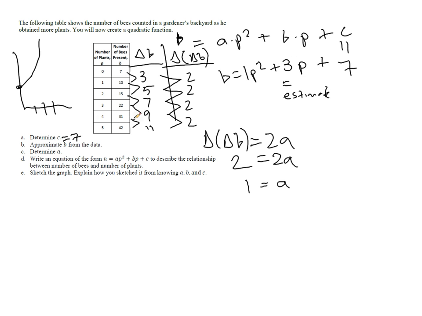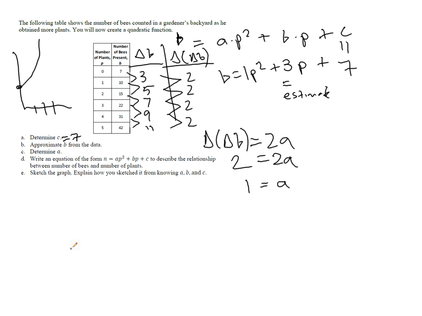This is not exact. If I were to even go to 3, then I would get 3 squared, 3 times 3 is 9. 1 times 9 is 9. Plus 3 times 3, that's 9. So 9 plus 9 is 18, plus 7 is 25. So I'm even more off right here. So just to show you, we have our equation.